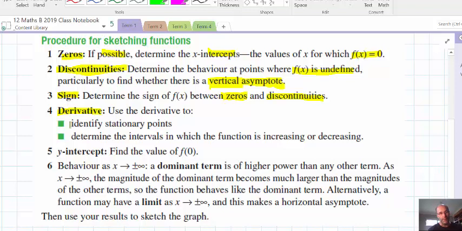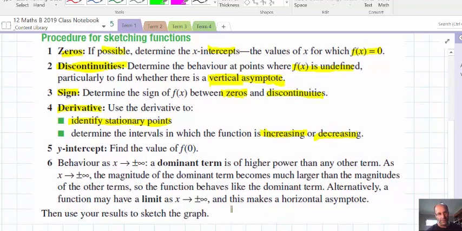The derivative is very important. From previous work, it helps us identify the stationary points and their nature, and that links to intervals where the function is going up or going down, that is, where the gradient is positive or negative, in other words, increasing or decreasing. And step 5, the y-intercept. It's a point that gives us further information, and it complements the work we do with the x-intercepts. Remember, intercepts are merely points, but they're key points too. They help us do a good sketch. Lastly, the behavior as x approaches positive infinity and negative infinity.